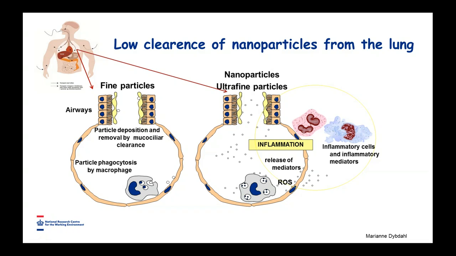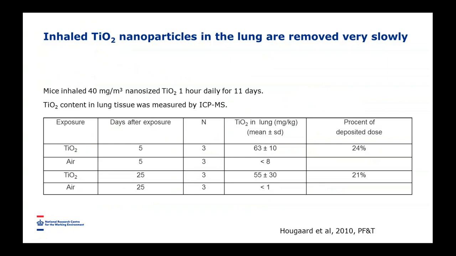Just to give you an example of the effect, here we have an example where mice inhale titanium dioxide nanoparticles. So they inhaled 40 milligrams per cubic meter titanium dioxide for 1 hour daily for 11 days. So the daily dose that these mice inhaled was half of what a Danish worker is allowed to be exposed to according to the occupational exposure limit. So these mice inhaled less than a Danish worker would do in the same time period.